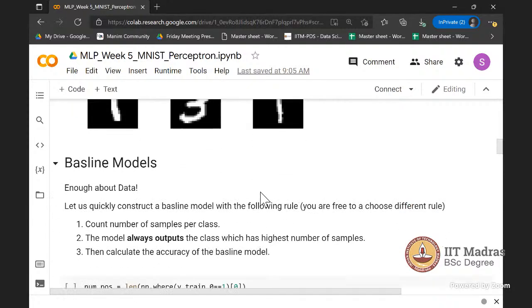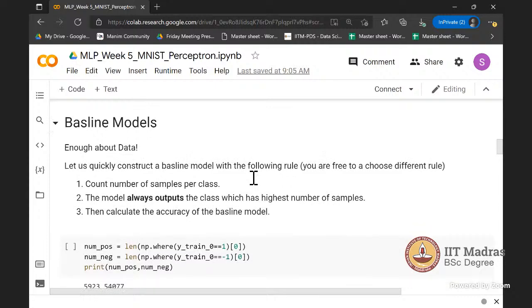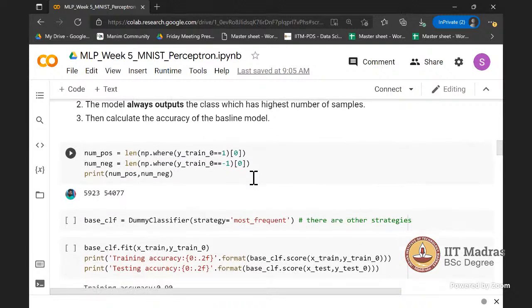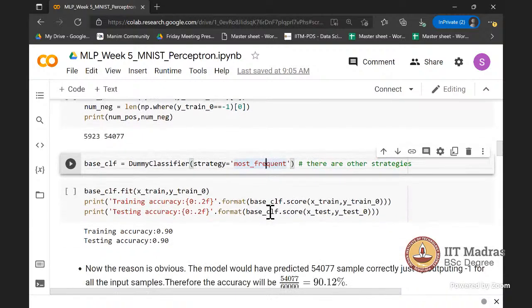Now, before we move on to creating a perceptron model, we are going to experiment with the baseline model. So this is going to give us a starting point. From there, we can further improve our models. For this one, the dummy classifier API is used, and the strategy is most frequent. That means the label which has the highest frequency in the data set will be used to predict for every sample in the data set.